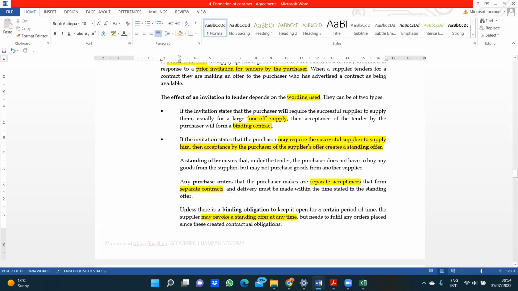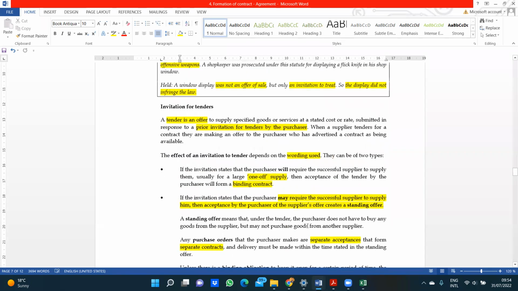If there is no binding obligation to keep it open for a certain period of time, the supplier may revoke its standing offer at any time, but needs to fulfil orders already placed, as prior contractual obligations that have been agreed must be fulfilled. Alright, so this is invitation to treat.